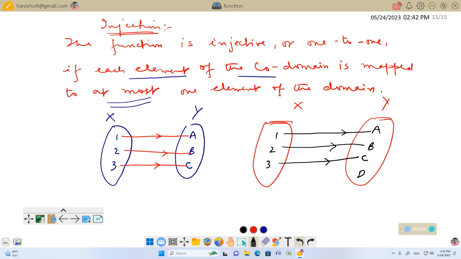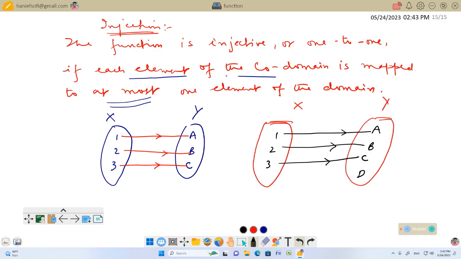So in this particular function, we have domain as set X, codomain as set Y, and set Y is also the range. In the other function, set X is the domain, set Y is the codomain, but the range is a set which contains three members, A, B, C. So here the range is a subset of the codomain. Now, are these functions injective or not? Let us go to the definition.